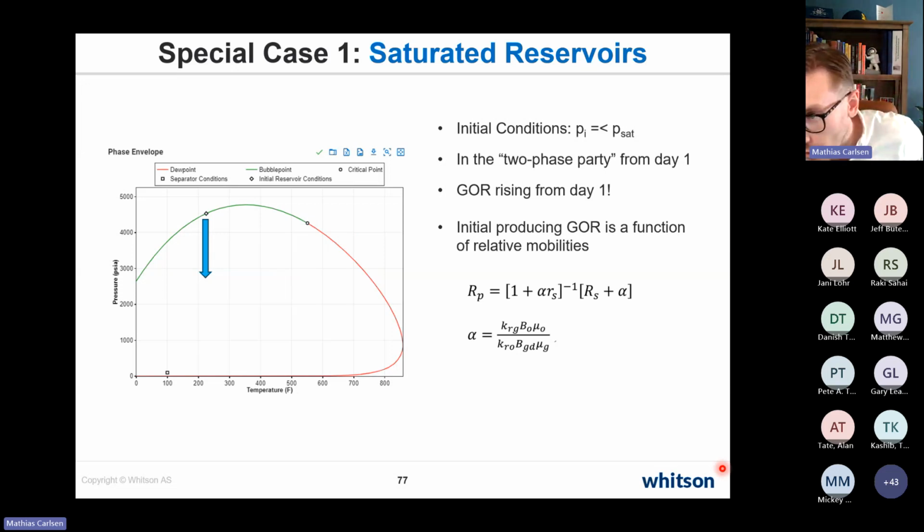The equation for that is this one right here, where Rp is the producing GOR. This number is the solution GOR, Rs. This is the vaporized oil ratio, the little rs. And this alpha term is the relative mobilities I talked about: the rel perm of gas to oil, krg over kro, the formation volume factors of both phases, and the viscosities. So that's a relative mobility term. You see already from day 1 it can be complicated because your GOR can be equal to the solution GOR, or it can actually be a number that's even lower.